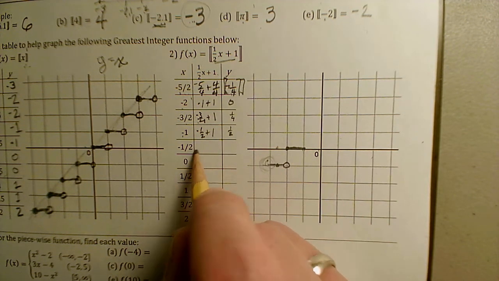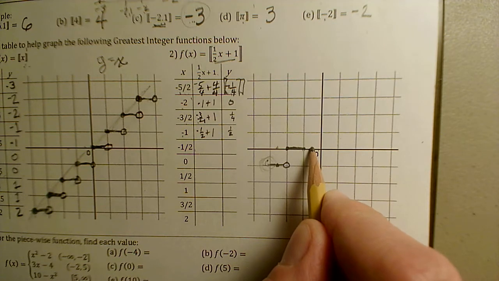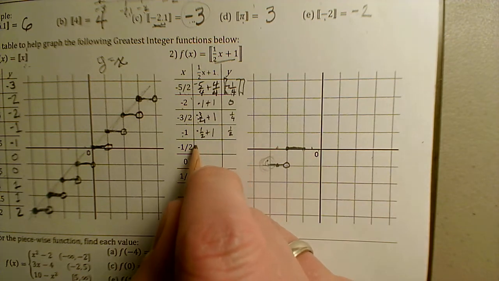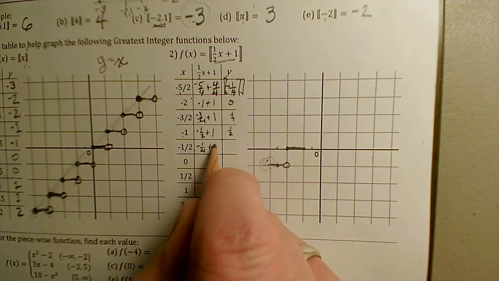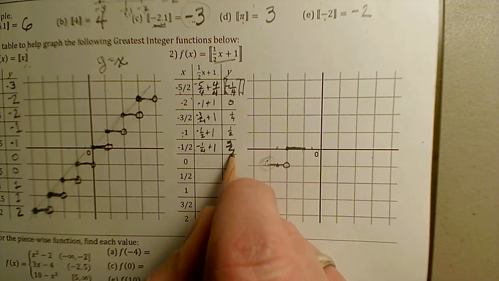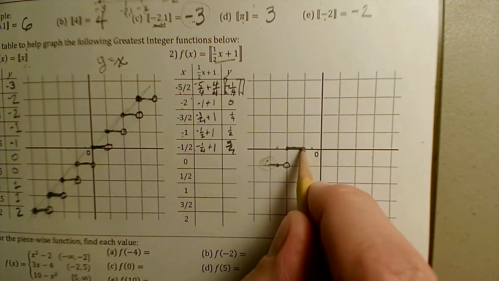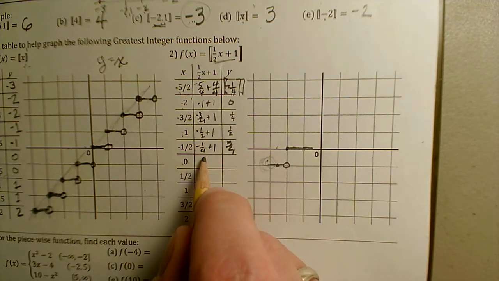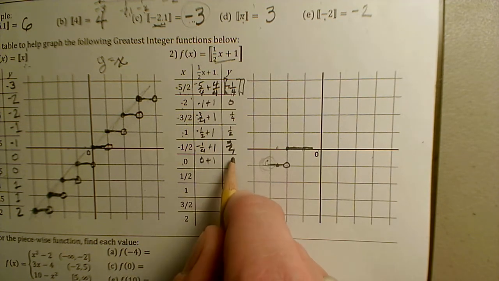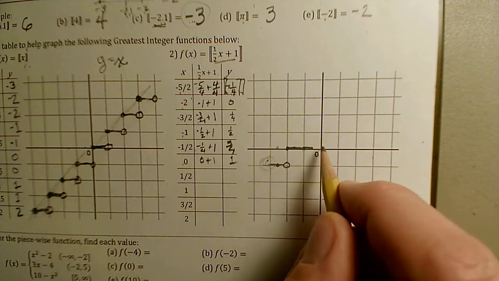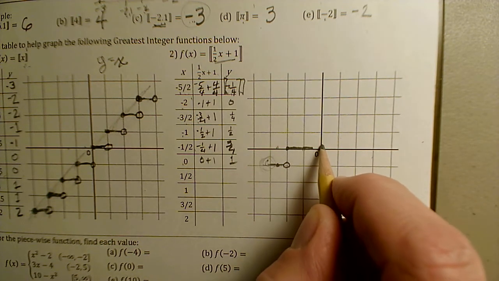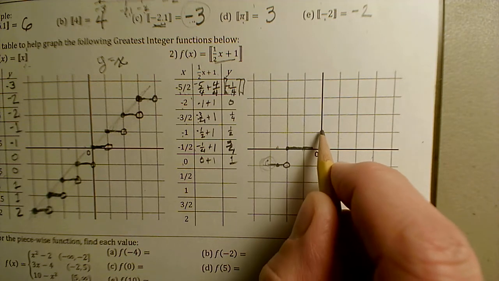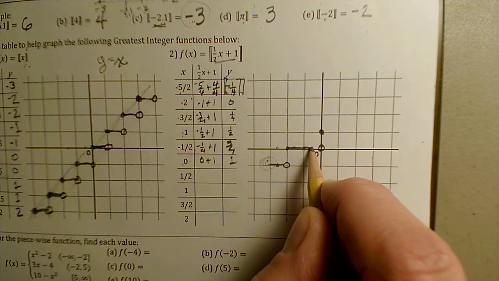And then let's do -1/2. So that's here. So -1/2, that's -1/4 plus 1. That's 3/4. And that's still 0. So you can see here we're still at 0. The next thing is 0. We put a 0 in, we get 0 plus 1, and that's 1, greatest integer function of 1. So at 0, we're no longer down here, it jumps up and does that, okay?